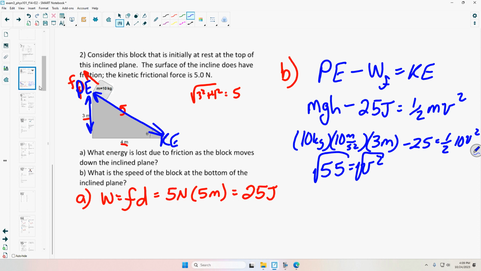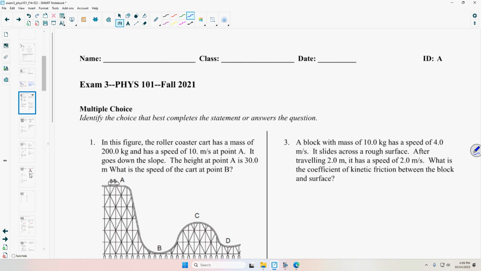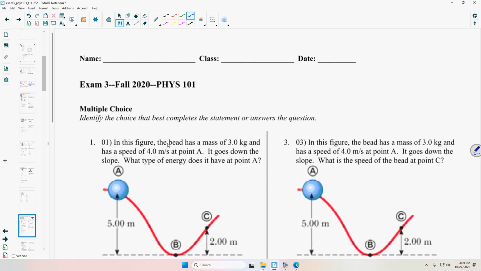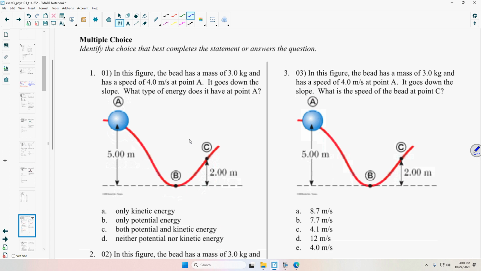Okay, fall 2020, number 3. Okay, you're going to have some of these, right? This is going to be on your free response in a couple of weeks, so it's definitely going to be in the quiz. The speed of the ball at point C.